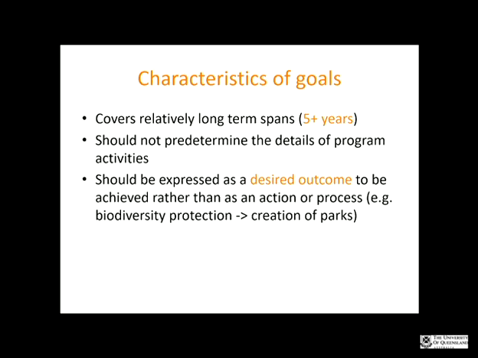So it needs to be outcome oriented, and so it's a desired outcome that we're going to try and achieve. So, for example, a focus on biodiversity protection rather than jumping to saying we're an organisation that creates parks. Okay? Is everyone following that? I'm going to get you to do this in a minute.